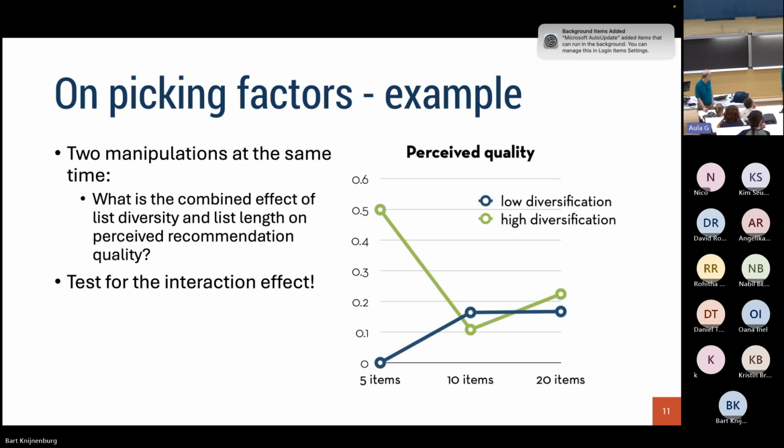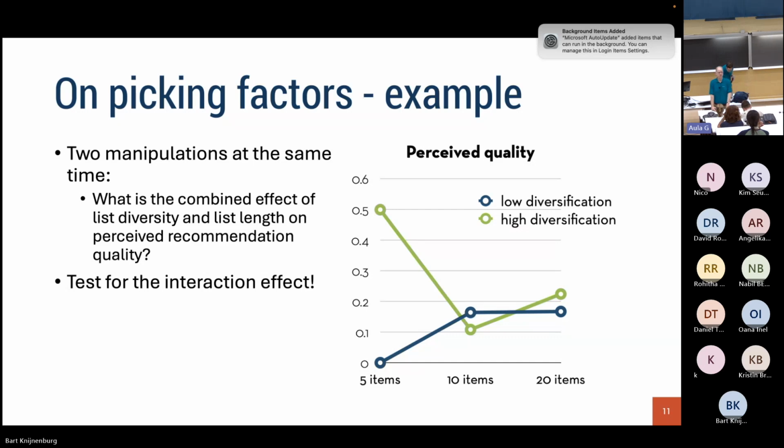Right? If you do a study on list length with a low diversification situation, you would say list length doesn't really have a big effect. And if you do it with high diversification, you would conclude 5 items works better. So doing these 2 factors at the same time helps you understand how they interact with one another. Let me say that in a slightly different way.